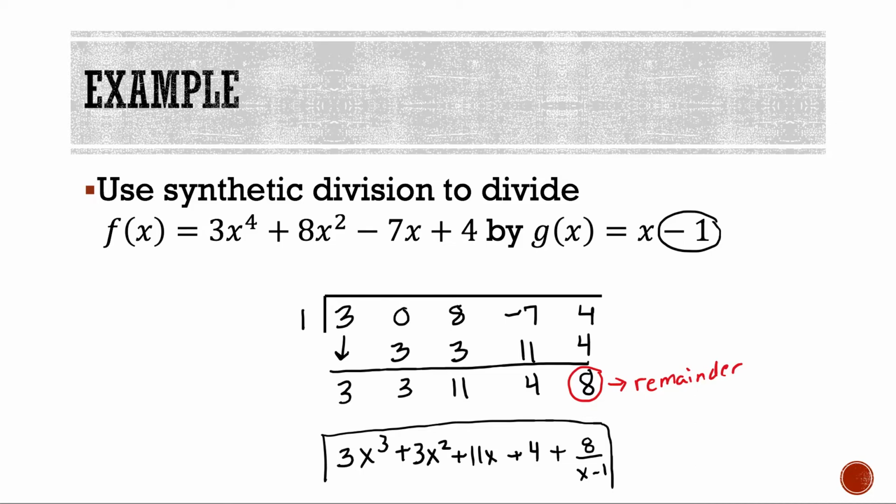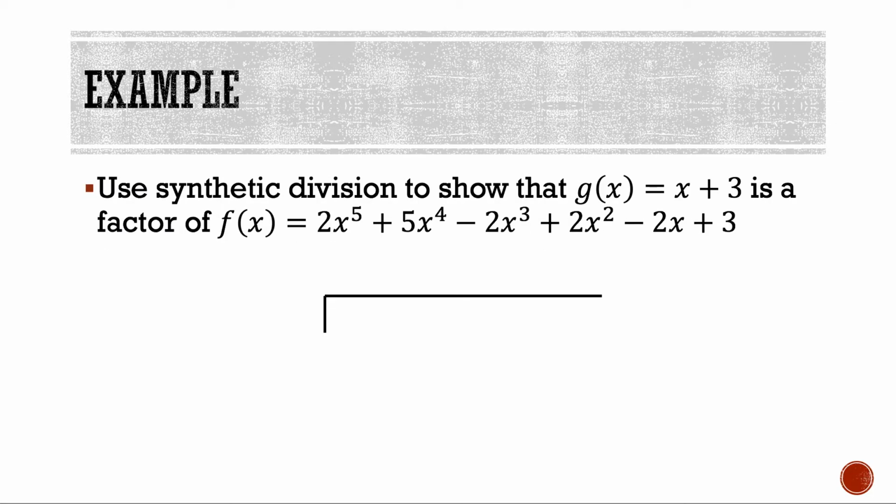All right, let's try it one more time. This time the directions are a little different. We're asked to show that g of x, which is x plus 3, is a factor of 2x to the 5th plus 5x to the 4th minus 2x to the 3rd plus 2x squared minus 2x plus 3. So again, let's set up our synthetic division. Remember, on the outside, since we're dividing by x plus 3, I'm going to put a minus 3. Always the opposite of that number goes on the outside.